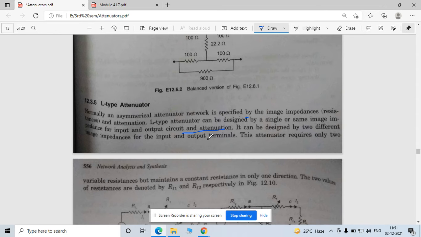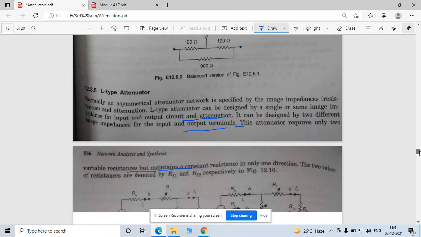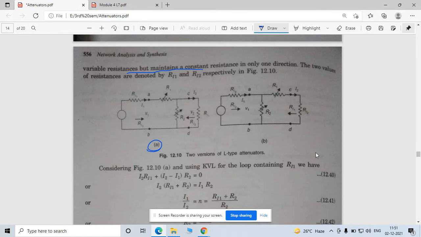It can be designed into two different images for the input and output terminal. The attenuator requires only two variable resistances, but maintains the constant resistance in one direction. See what point is said here. These two circuits are given to you, right? This L shape is facing this input side, and this L shape is facing this output side. So what does image impedance explain?